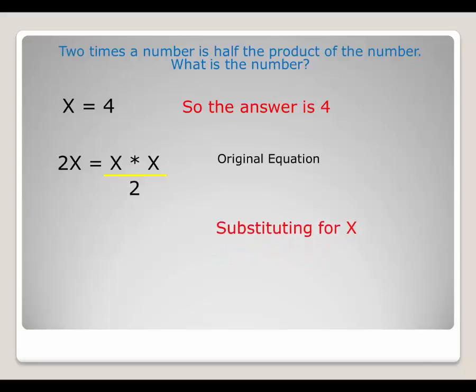So now we will substitute x into the original equation, and thus this would be the result. So 2 times 4 is equal to 4 times 4 divided by 2. By simplifying this now, multiplying each term together, the result is 8 equals 16 divided by 2. Thus, as you can see, 2 times a number, which is 8, is indeed half the product, which is 16 divided by 2. So it is definitely proven that 4 is indeed the unknown number.